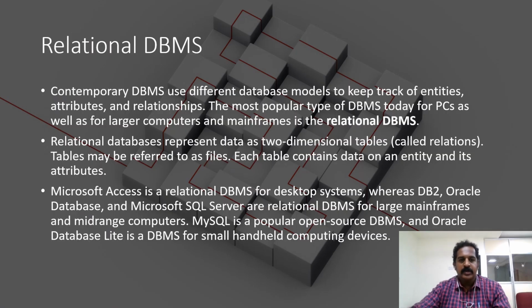The next one is the Relational DBMS, Relational Database Management System. The contemporary DBMS use different database models to keep track of entities, attributes, and relationships. The most popular type of DBMS today, for PCs or for larger computers and mainframes, is the Relational DBMS. The Relational DBMS represents data as two-dimensional tables called relations. Tables may be referred to as files. Each table contains data on an entity and its attributes.